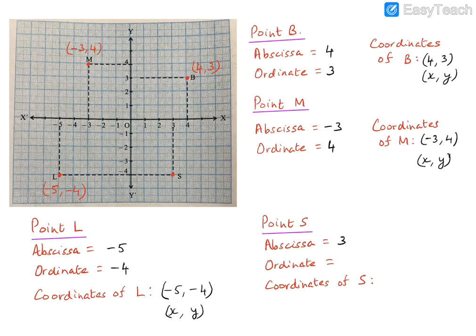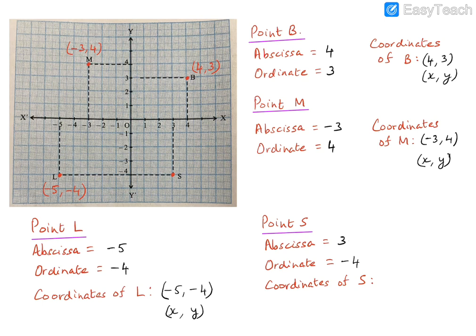So the abscissa is 3. And similarly, the y-coordinate for the point S is the number on the y-axis where the line from S to the y-axis meets the y-axis. So when we extend this line from S to the y-axis, we see again that it meets the y-axis at the number minus 4. So the y-coordinate for the point S is also minus 4. So the ordinate, which is another name for the y-coordinate, is minus 4.